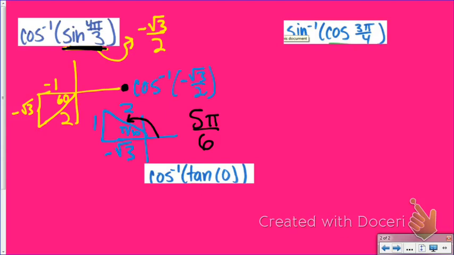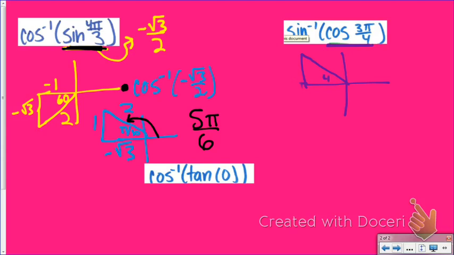Alright, so we're going to try another one here. We're going to start on the inside, and the inside of my function is telling me to find the cosine of 3 pi over 4. So I'm trying to find the exact value of that ratio. So I'm going to draw the angle 3 pi over 4. Again, it is 4 pi over 4 at that line, which means 3 pi over 4 is going to fall in quadrant 2.